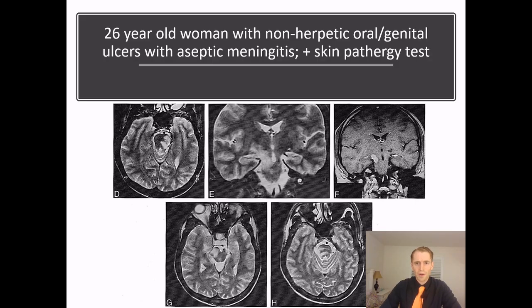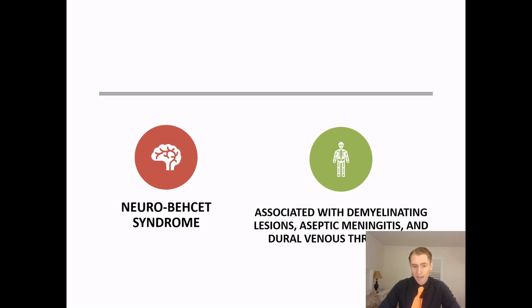This is a 26-year-old woman with genital and oral ulcers that do not seem to be caused by herpes. She also had aseptic meningitis and what is known as a positive skin pathergy test. That's when you put a needle in the skin and just spontaneously a lot of inflammation develops in response to that. Now, the lesions on the MRI are a bit unusual, not necessarily indicative of a specific condition, but if you put it all together, you should be able to confirm that this is neurological manifestations of Behçet's disease, which more commonly causes the ulcers and skin lesions, but sometimes can have neurological manifestations. This is more common in the Middle East, although I have seen a few cases in the United States.